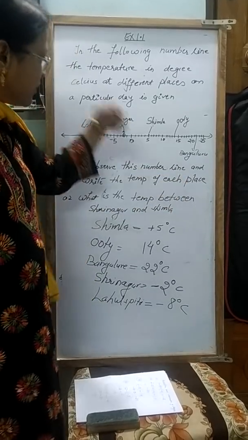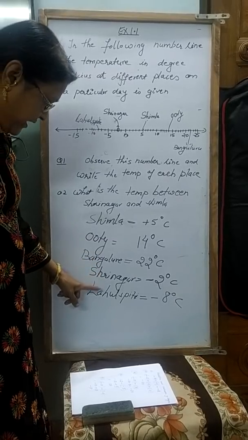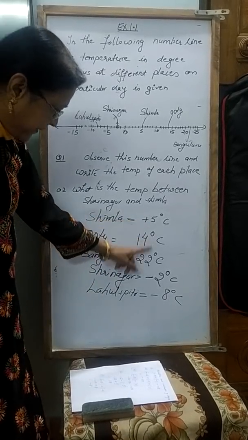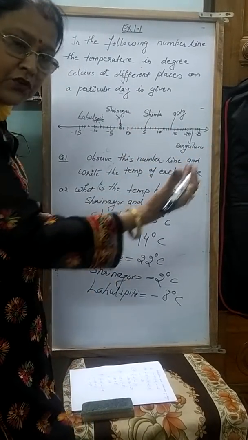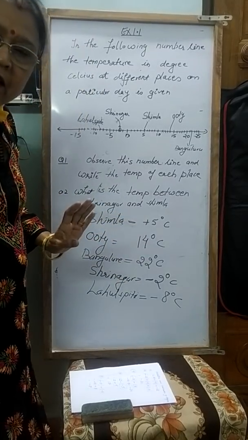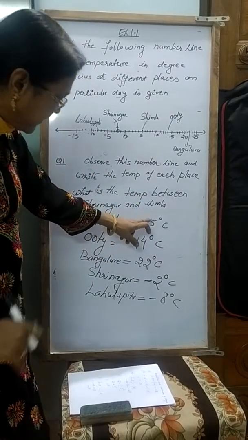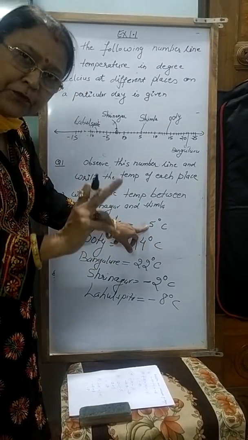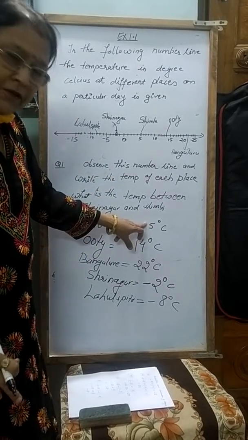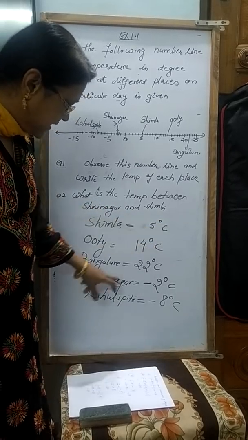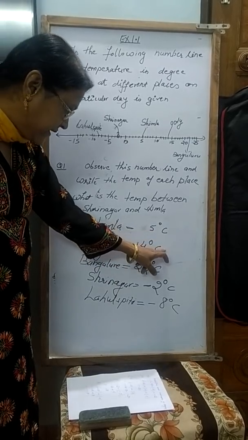So in this way, question number 1 is covered: observe this number line and write the temperature of each place. There are 5 places: Shimla, Ooty, Bangalore, Srinagar and Lahaul Spiti. If the cities are present on the right hand side of 0, then it is positive. In the positive case, if you don't write the positive sign, write the temperature as it is. This is +5. If you do not put the sign, it will be considered as plus. So here it is +5 degrees Celsius. Ooty, the temperature is 14 degrees Celsius.